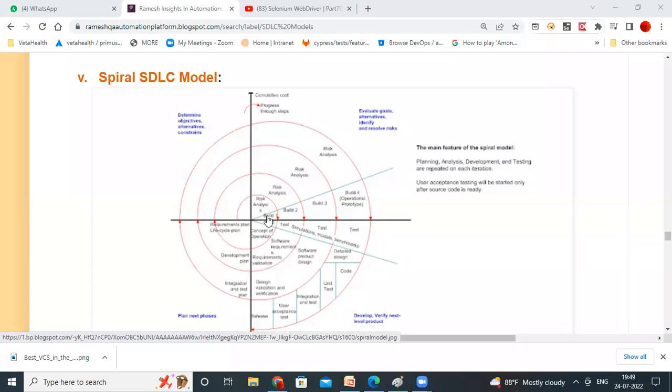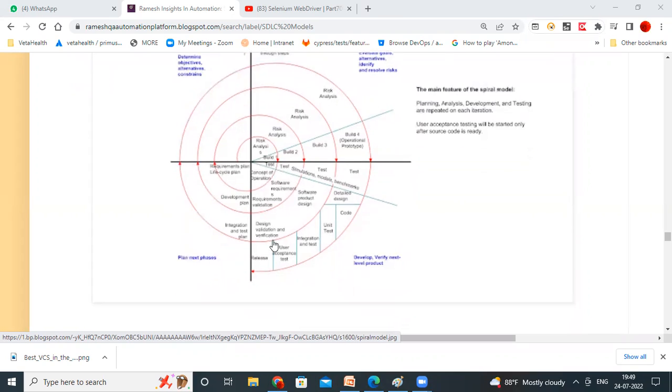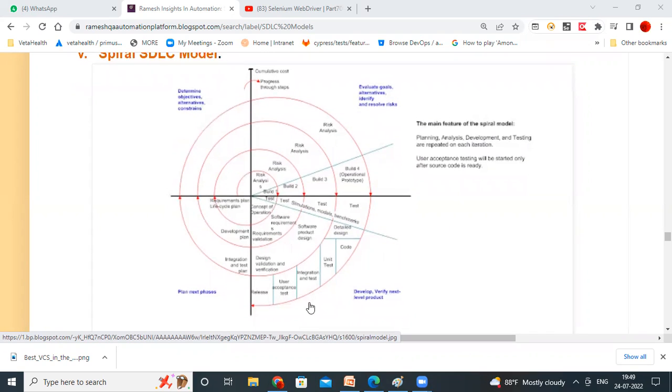This model is very less used. Nobody used it till now, this one. Basically, this model, what will happen is, see, can you see this? Spirals. Each quadrant, there are 4 quadrants you can see here.